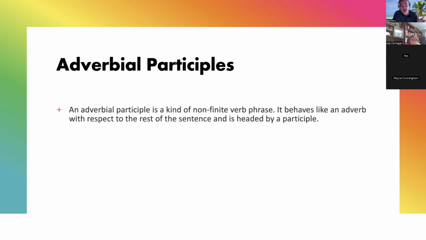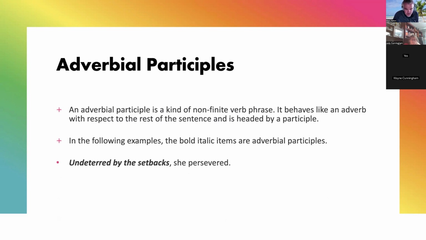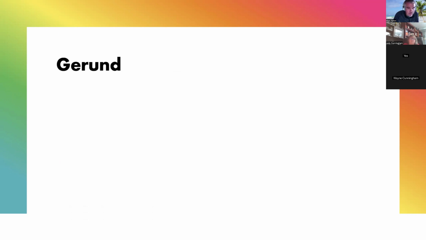So they can act as adverbial, right? It's a non-finite verb phrase. It behaves like an adverb with respect to the rest of the sentence and is headed by a participle. So, undeterred by the setbacks, she persevered. That whole statement that's darkened is the adverbial participle. And, arriving a little late, I couldn't meet them.